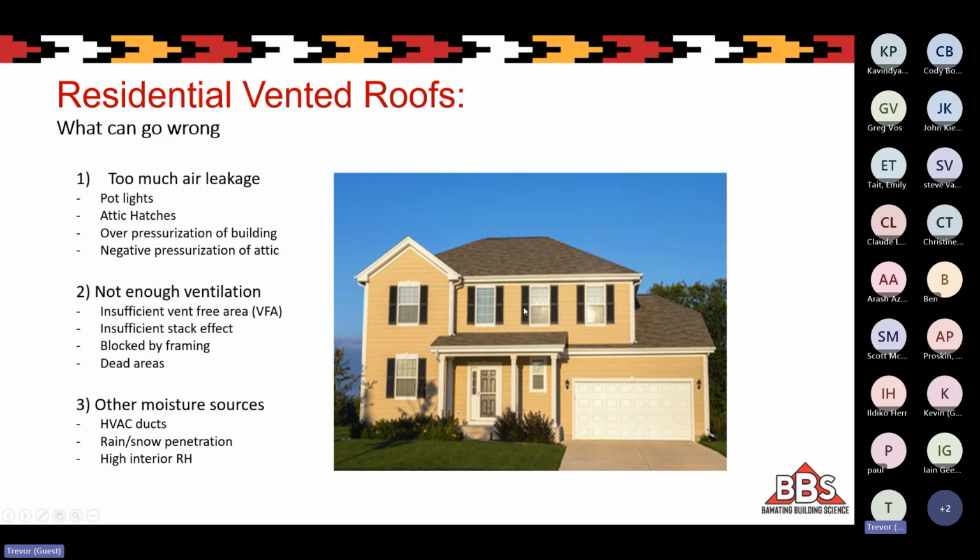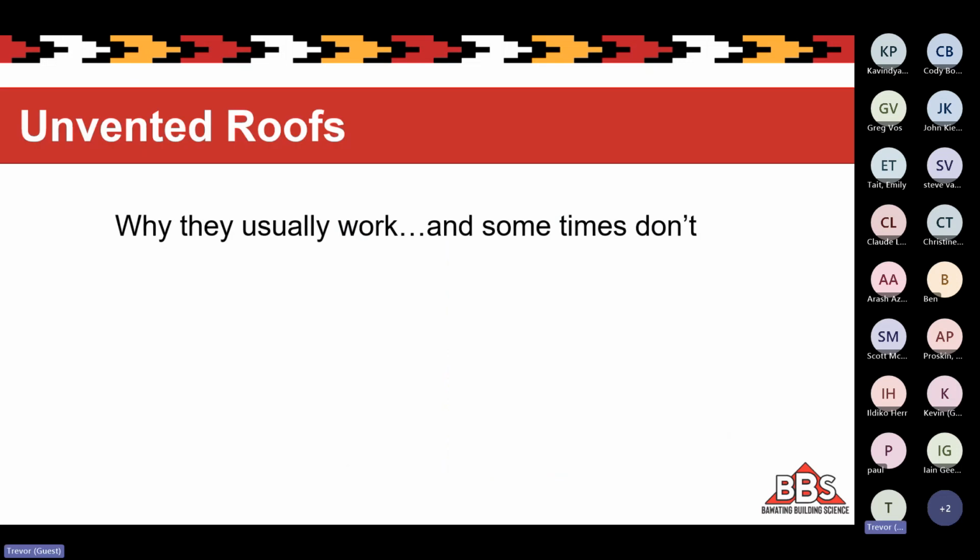If the house is running at over 40% RH in the winter, that's going to mean the air leakage that is there is going to drive a lot more moisture into the attic than if they were maintaining, say, 30% RH in the winter. So those are the things that can go wrong. Now we're going to talk about unvented roofs for a bit, why they usually work and why they sometimes don't.